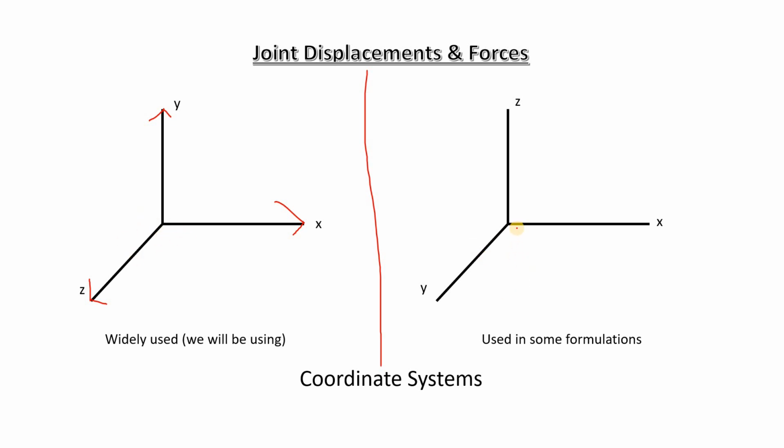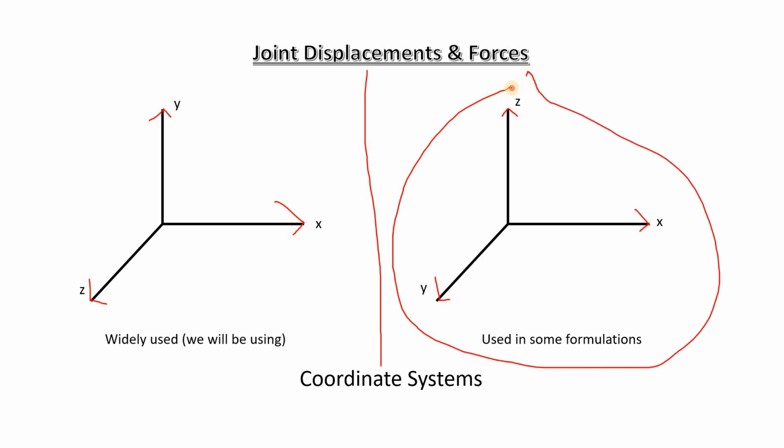There's another coordinate system where the top part is the z-axis and this is the y-axis. The x-axis actually remains the same in both types of coordinate systems. So this coordinate system is not widely used, but it is used in some formulations. Okay, but this is the one that we're going to be using.